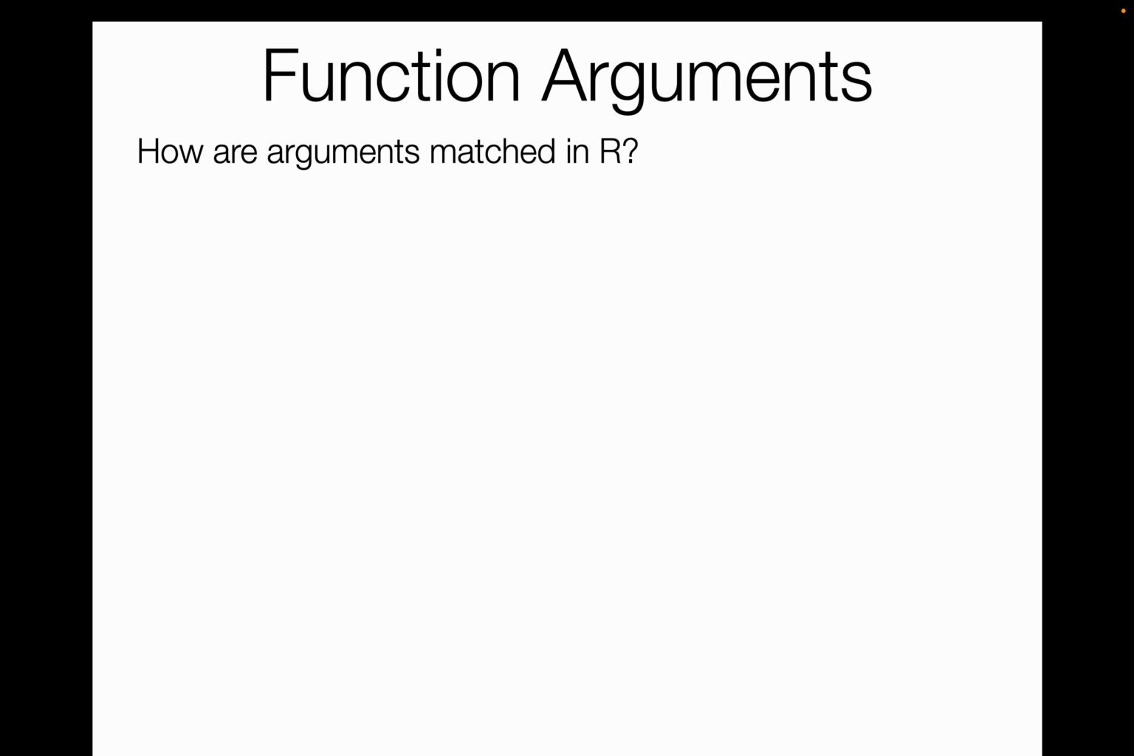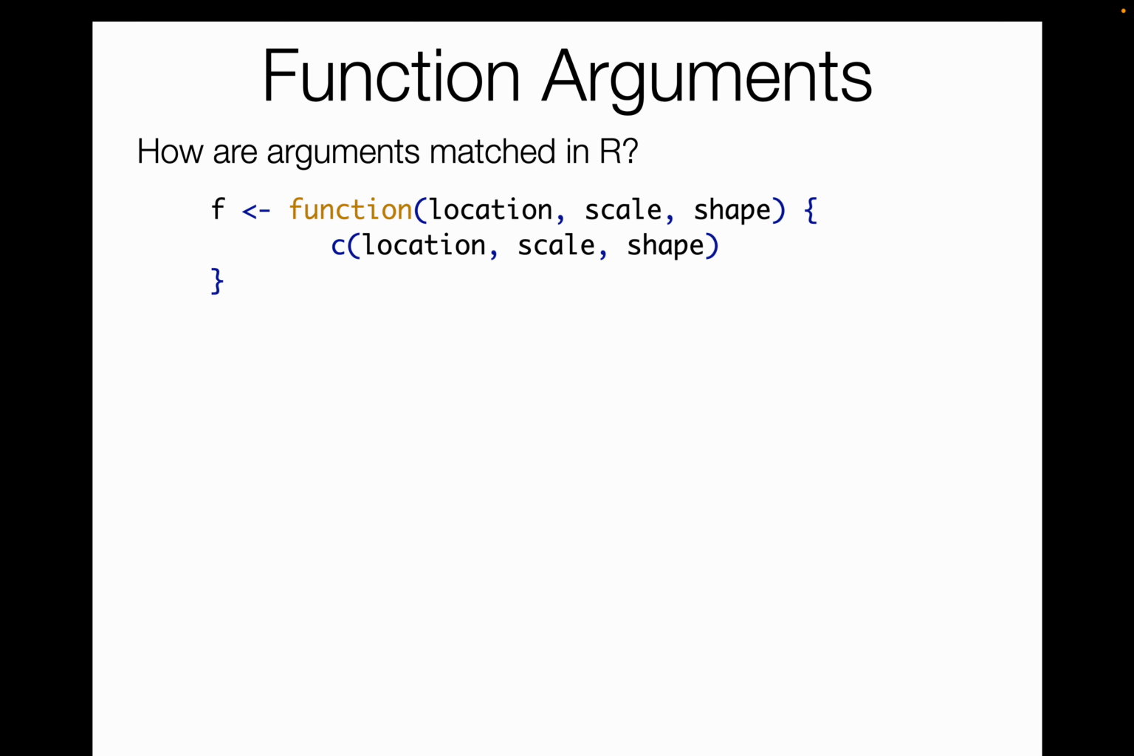Now, how are they matched? Meaning, if I put in the name of the data set that I want into a ggplot call, do I need to always say data equals something? Or can I just put the numbers in? How do they match them to what?